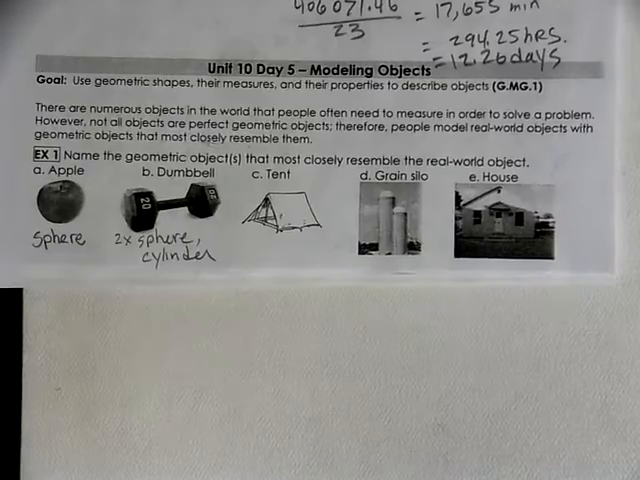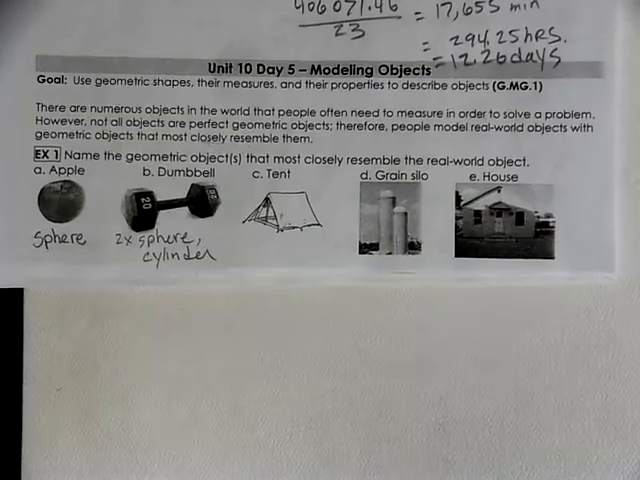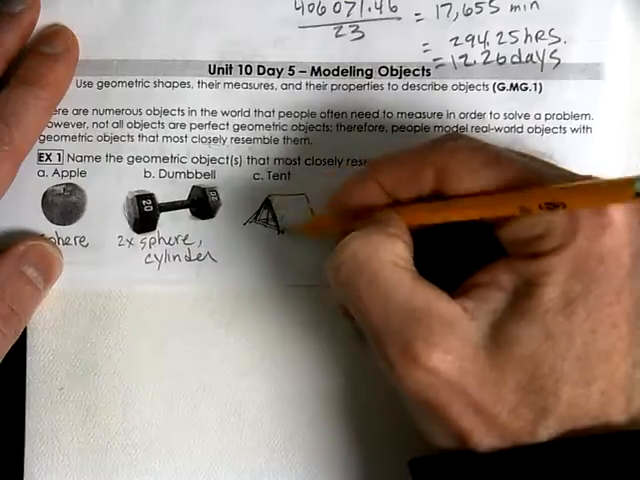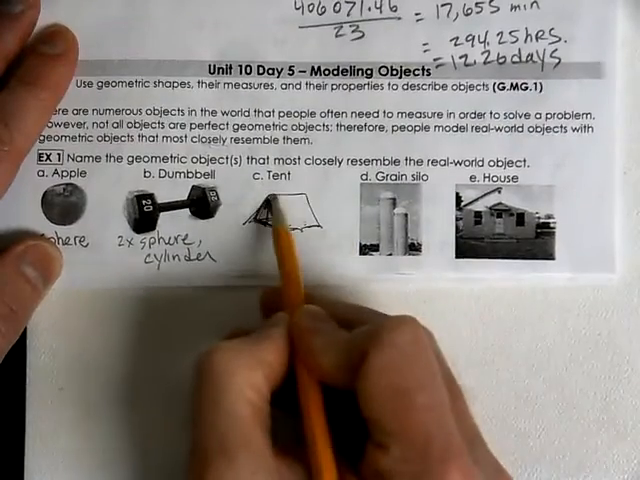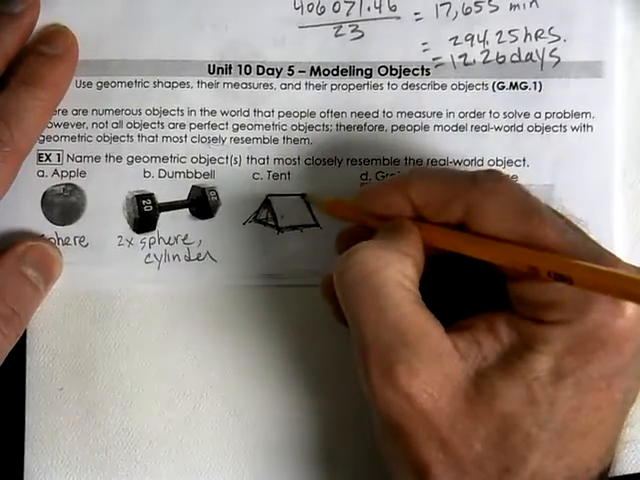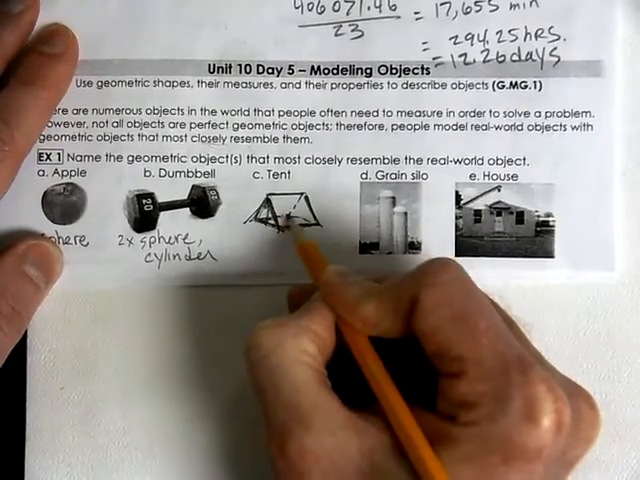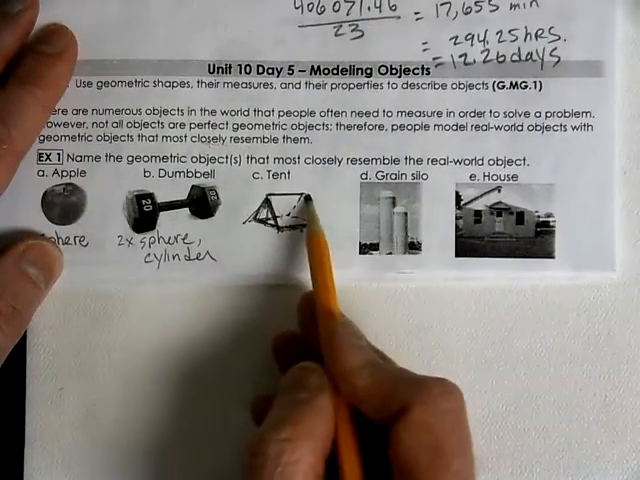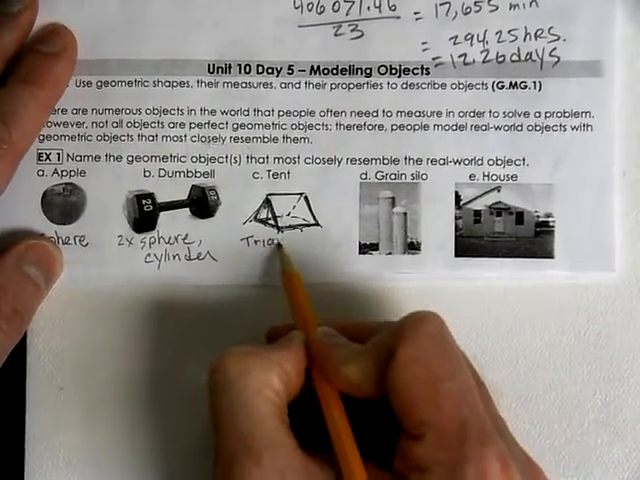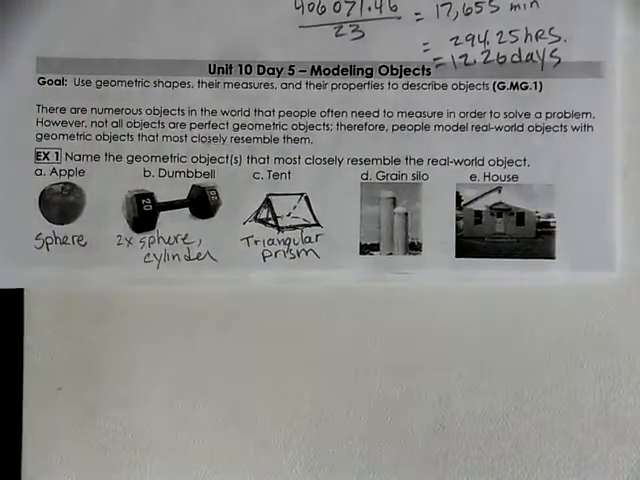How about a tent? What geometric shape represents a tent? Very nice. Notice here that we have our triangle, and then we come on back. So we have a triangle all the way through the shape. The sides are rectangles. So this is a triangular prism. Very good.